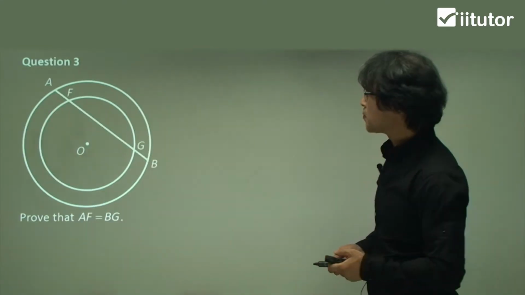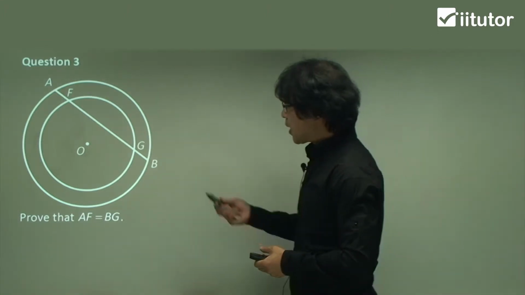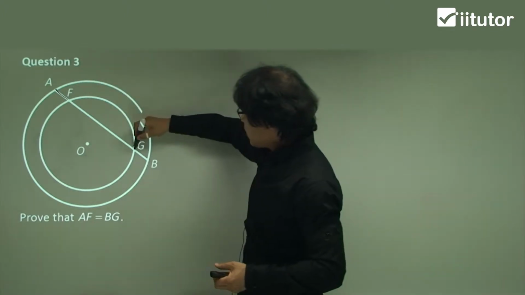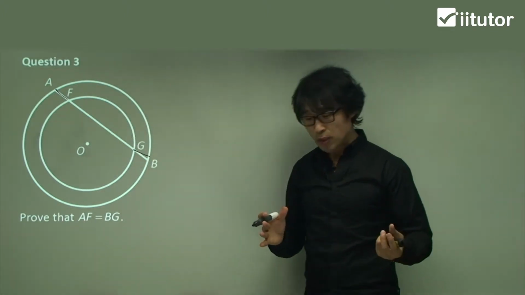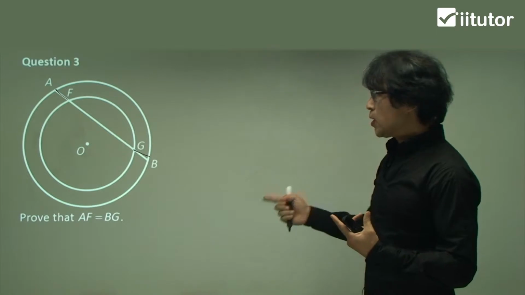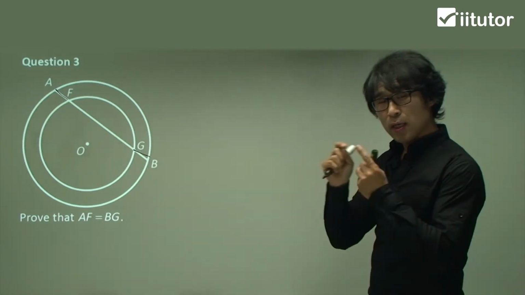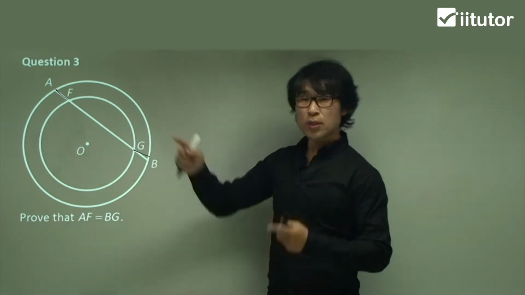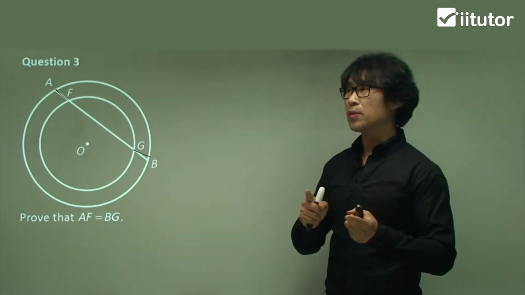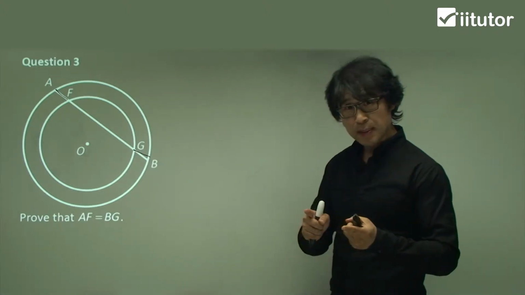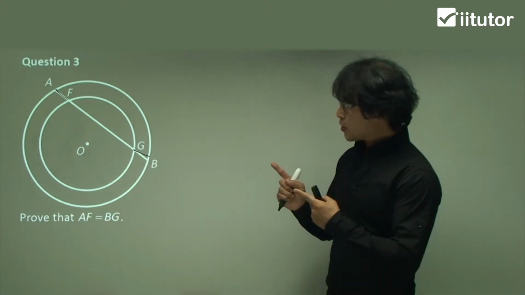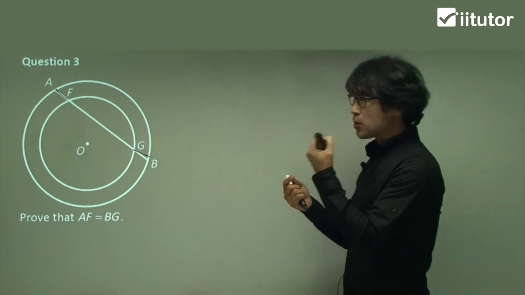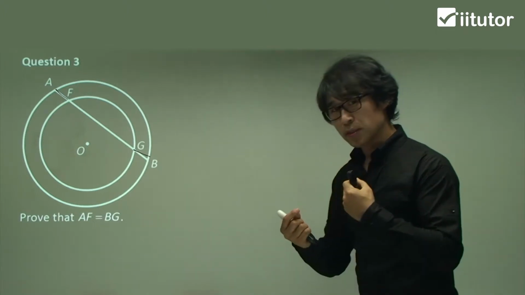Question 3. Prove. Okay, AF and BG. Okay, we're going to prove these two sides are equal. So the perception of this question is assuming these two circles are sharing one common center. So, hey guys, what do they call these sort of two circles? Remember? Yes? Eccentric or concentric, okay? So it's the same center, sharing the same center, we can say concentric circles, okay?